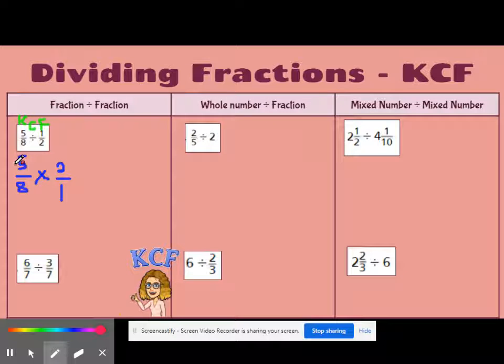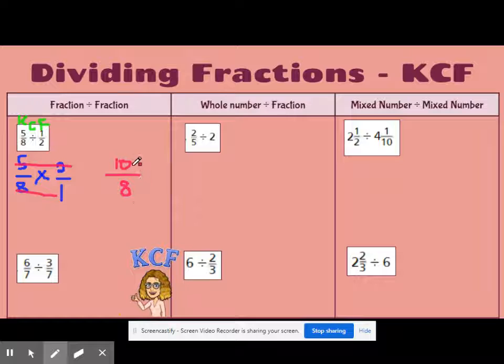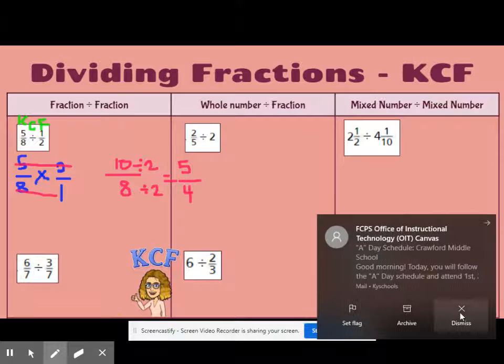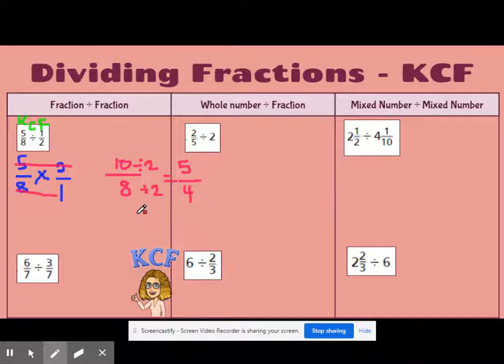Now the rule for multiplying fractions is go straight across. 5 times 2 is 10. 8 times 1 is 8. Now I can't leave my fraction like this because this is improper, so I'm going to go ahead and simplify it first. Or you can change it first, it doesn't matter. 10 divided by 2 is 5. 8 divided by 2 is 4. Well, 4 goes into 5 one time. When I take the 4 out of the 5, I'm left with 1 left over, and your denominator stays the same.